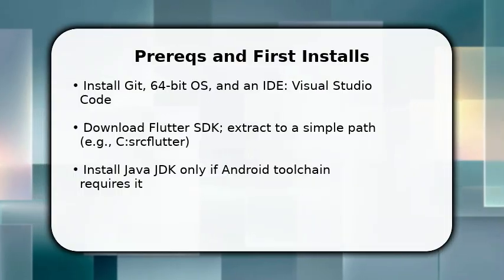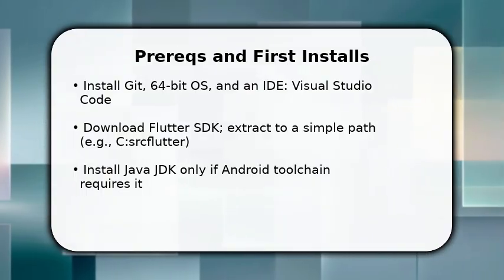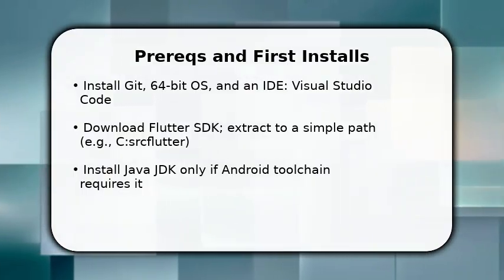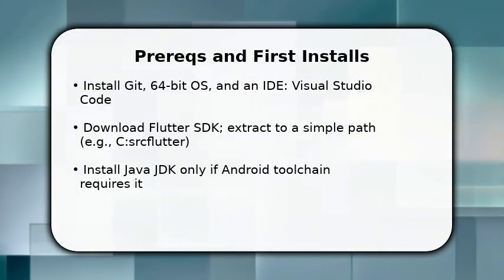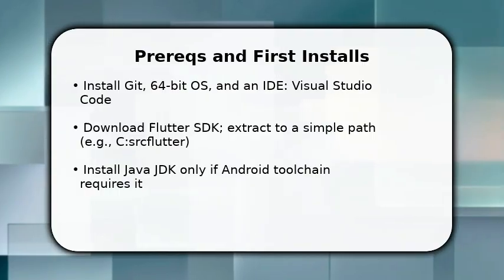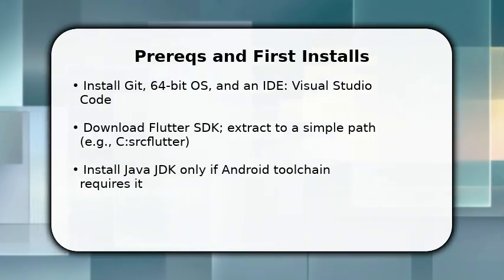You start by getting prerequisites installed so nothing blocks Flutter later. First, install Git and download the Flutter SDK. Extract it to a short path like C:/src/flutter. Next, install Visual Studio Code and the Dart extension.